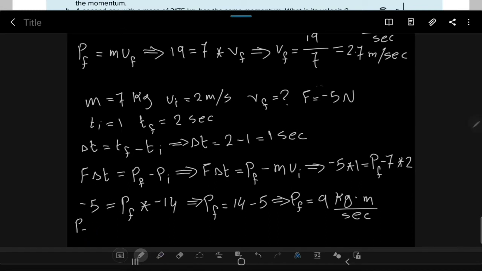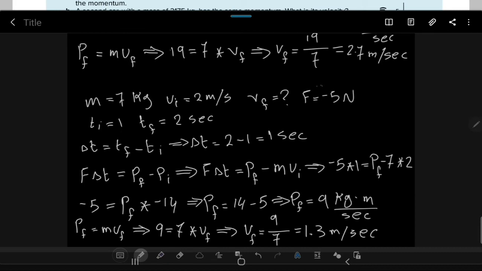So P final equal to m v final. And after that we have P final, which is 9, equal to the mass, that's equal to 7, multiplied by the velocity. We need to calculate the velocity. So V final equal to 9 over 7, which is equal to 1.3 meter per second.